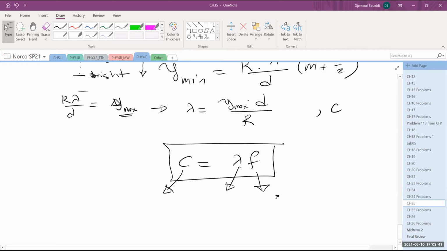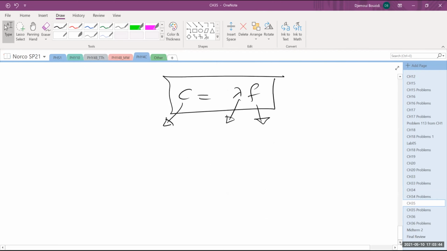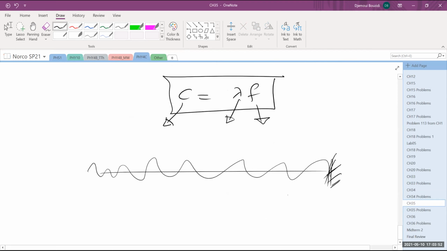If you take a string, fix it from one end, and somebody creates a disturbance in it, this string will have a wave traveling in it. It's mechanical, so the wave is moving in the string. If you go to the surface of the water and create a disturbance, you know that the waves that form will travel over the water surface. So there is a medium required.